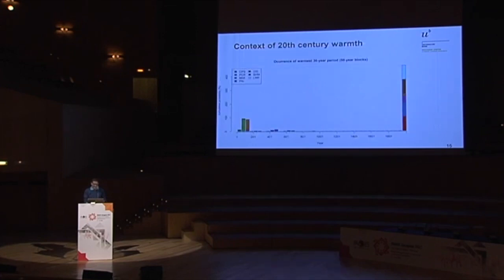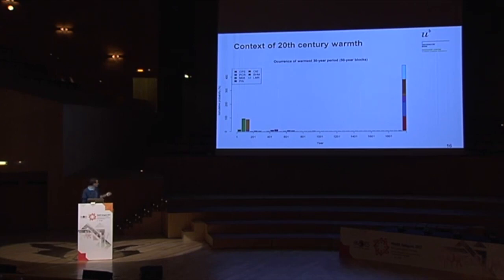Last but not least, the context of 20th century warmth. That's always a question we get many times. So to display this, I have for each ensemble member of each method just calculated the 30-year running averages. And then this figure here displays over what period the warmest 30-year period actually occurs. And you can see that in almost exactly two thirds of all ensembles across the methods, this happens over the last 50 years.